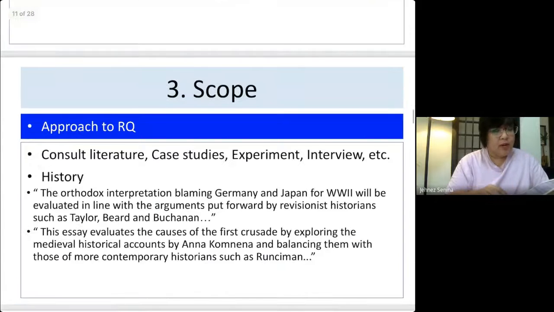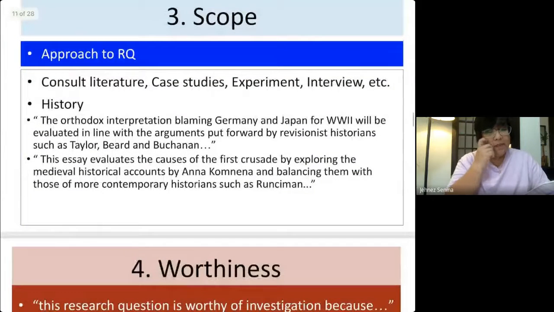There's another example here for history this time. For history, it's always looking at different perspectives. So an example here is the orthodox interpretation.